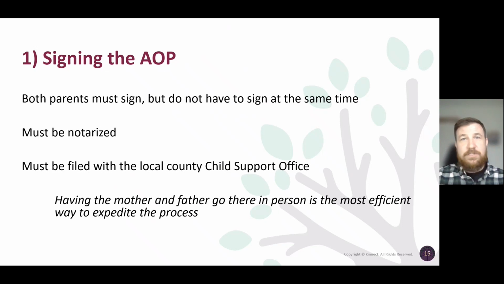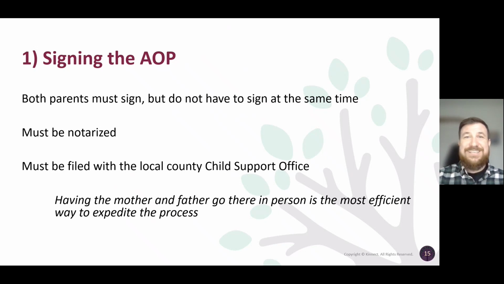I would encourage folks just to go down to child support. It is the most efficient way to expedite the process if we are establishing paternity through the signing of this affidavit. Again, folks can go down to the office at different times. They can all go down together. It doesn't matter. The child support office will have a notary public.